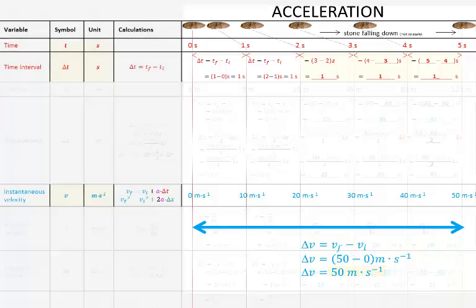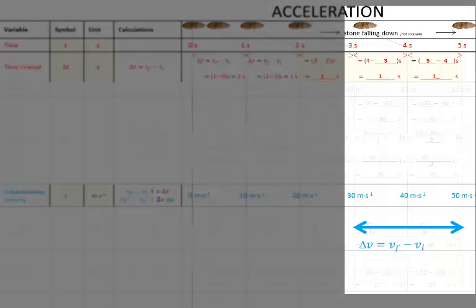What about if we take the interval from 3 seconds to 5 seconds? Final velocity 50 meters per second, initial velocity 30 meters per second. The change in velocity is 50 minus 30, 20 meters per second. For that interval, the velocity changed 20 meters per second.